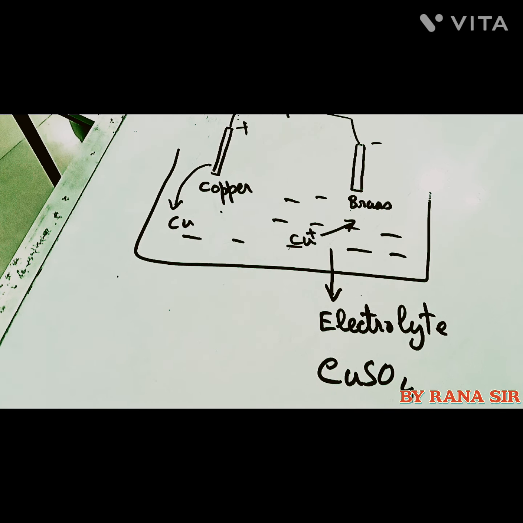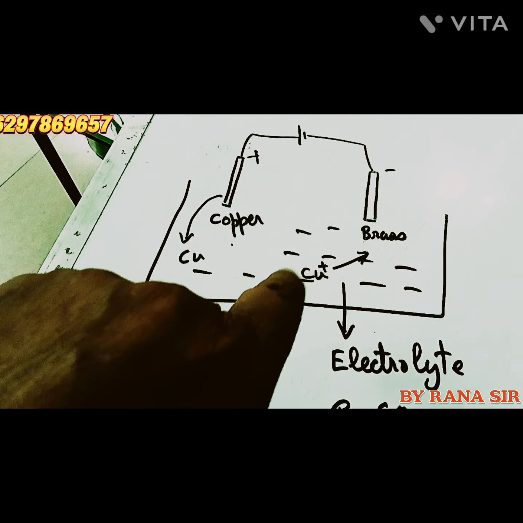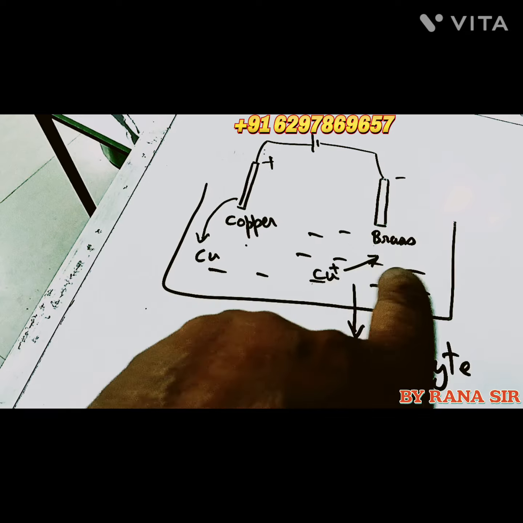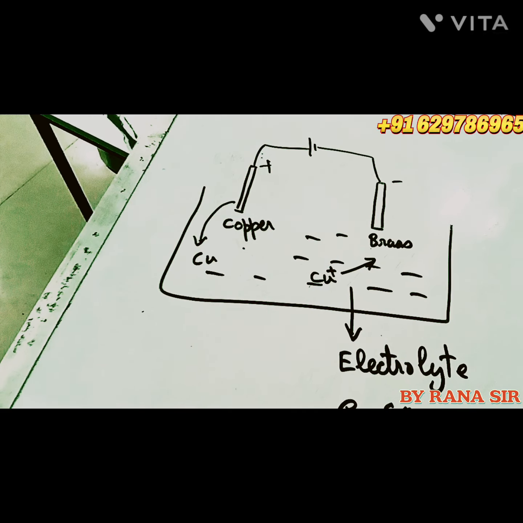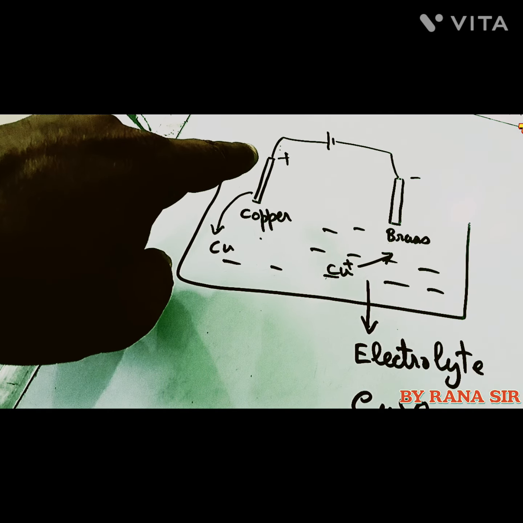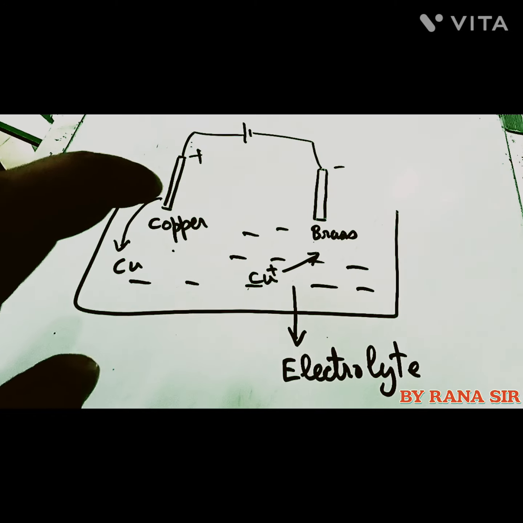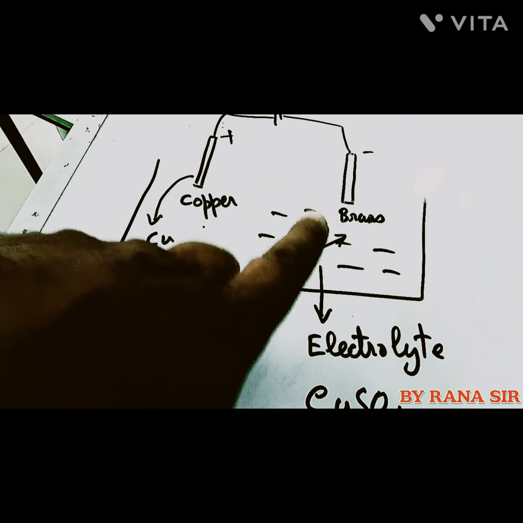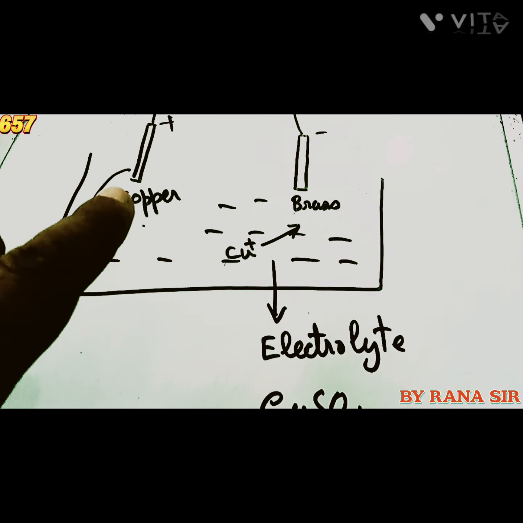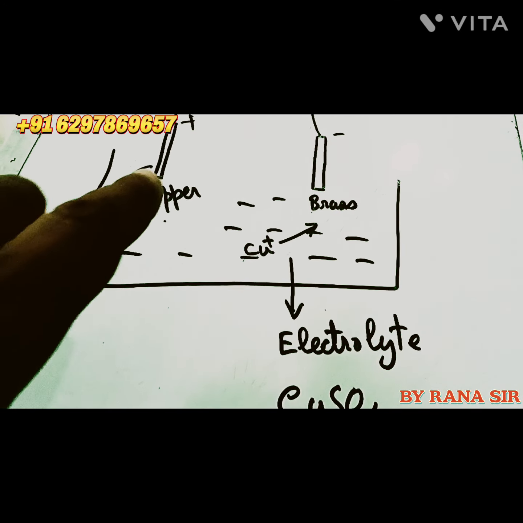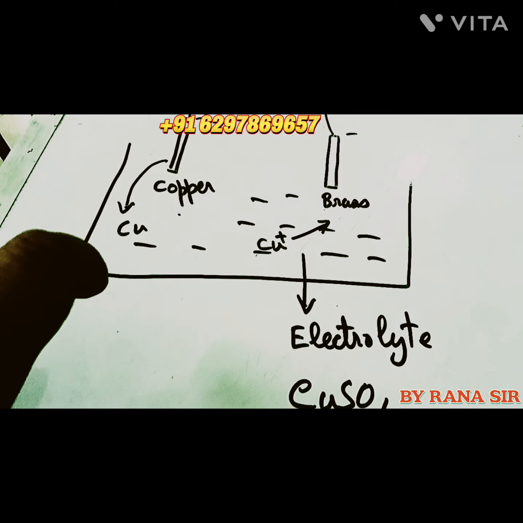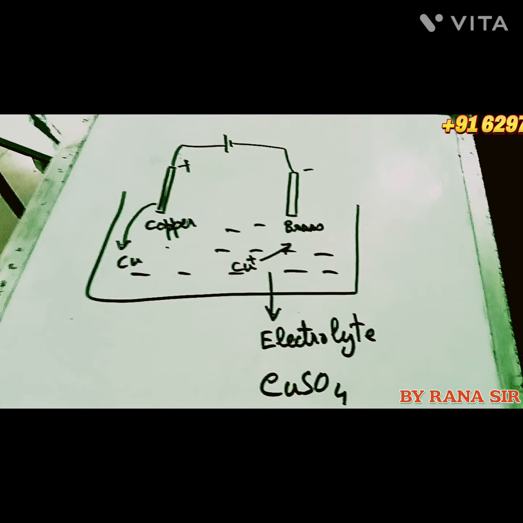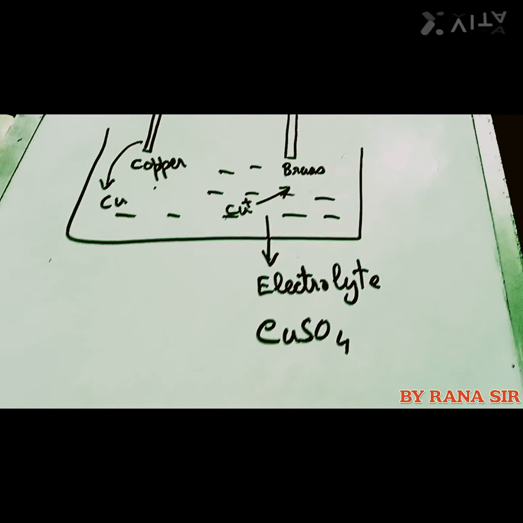So the Cu positive ion gets attracted to the negative cathode and gets coated on the brass item. At the same time, the copper anode compensates the loss: copper is lost from CuSO4 as Cu gets deposited on the brass, so that loss is compensated by copper atoms from the anode dissolving in the solution. This is how the electroplating of brass is done with copper.